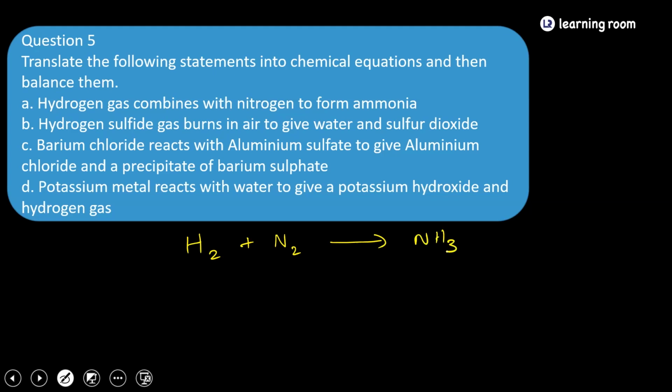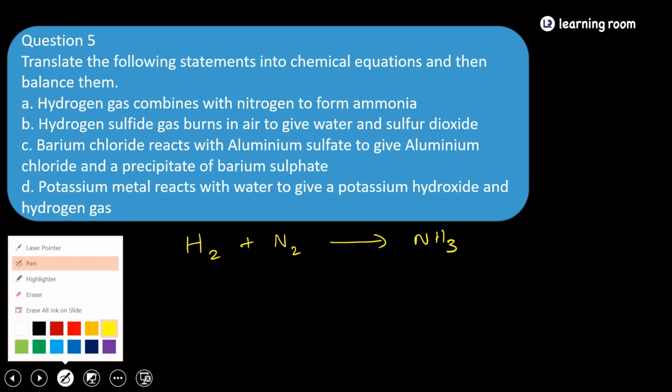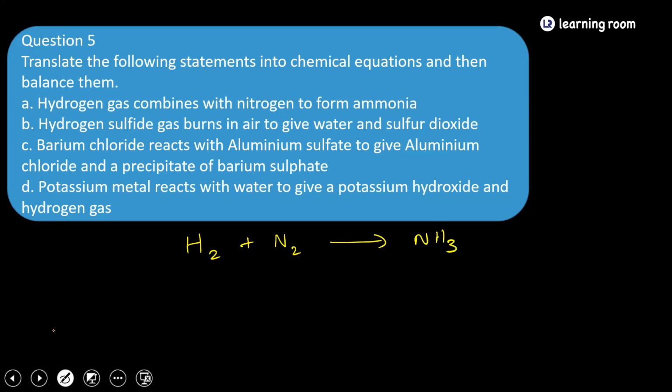NH3. So now, whether it is a balanced equation or not: on the reactant side you have 2 hydrogen, 2 nitrogen; on the product side you have 1 nitrogen, 3 hydrogen, so it is not balanced. So when it becomes 3 moles and it becomes 2 moles, now it is a balanced equation.